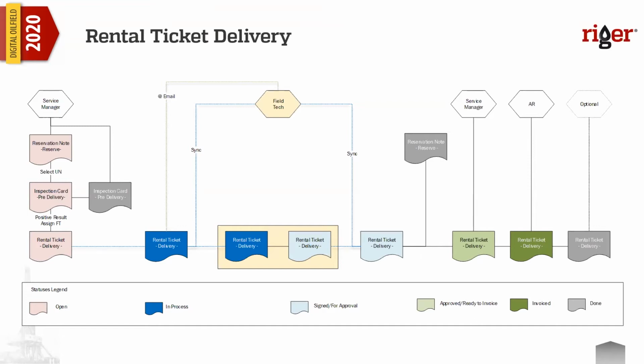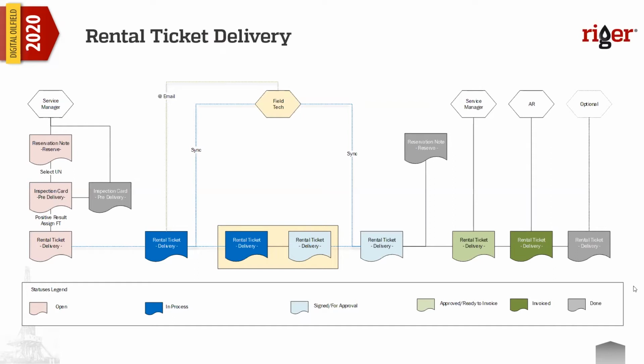Once we select the unit number and complete the rental ticket delivery, we change the status from open to in process. The field technician who is selected in the ticket will receive an email notification, if it's set up in your configuration, saying that you got a new ticket. And once the field technician synchronizes his mobile application, he will receive this specific rental ticket in his mobile app.